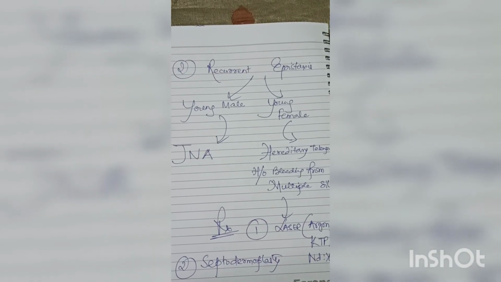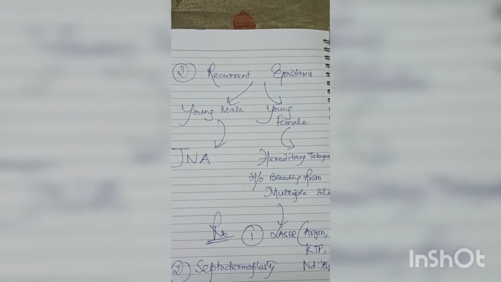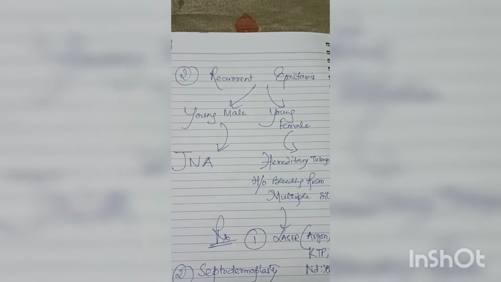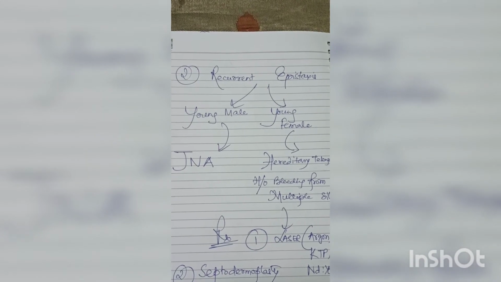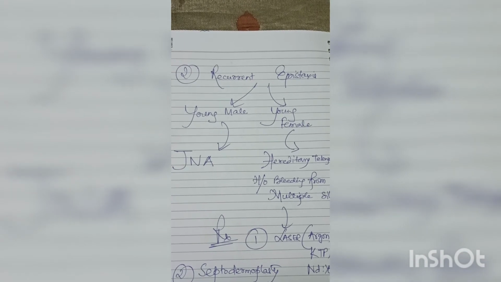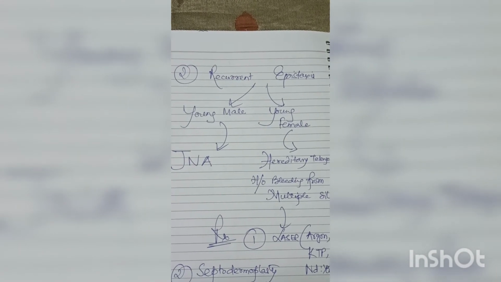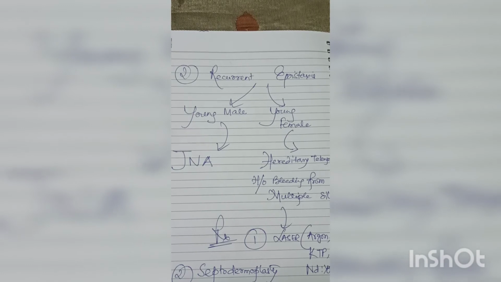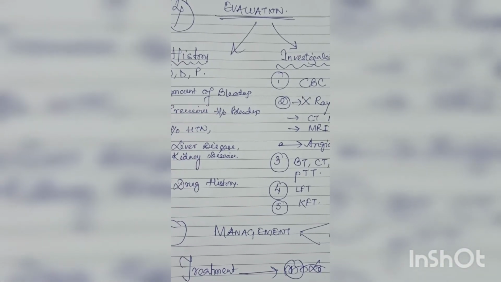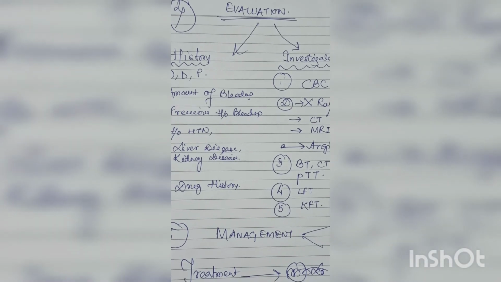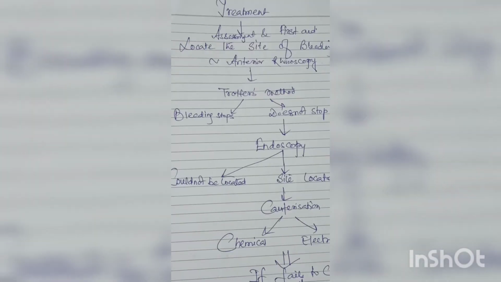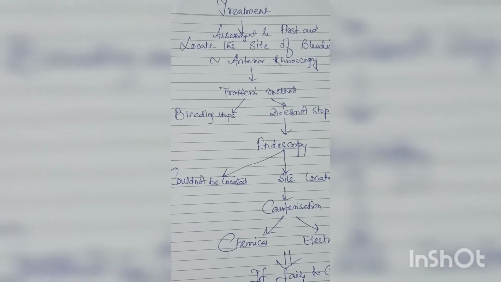What is the treatment? You can treat it with laser: argon, KTP or Nd:YAG, or septodermoplasty. Septodermoplasty means the nasal mucosa over Little's area is replaced by a split skin graft. So this is in brief how we evaluate a case. Next I'll move on to management. Now in management you have investigations and treatment. Follow this treatment protocol.